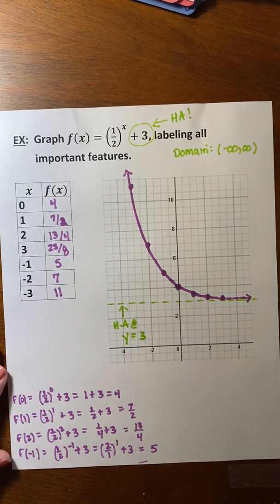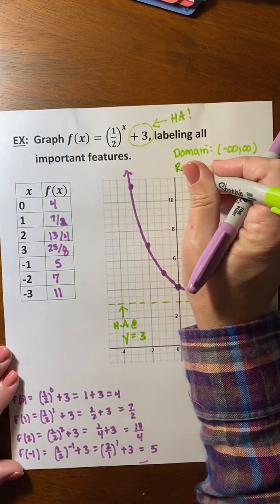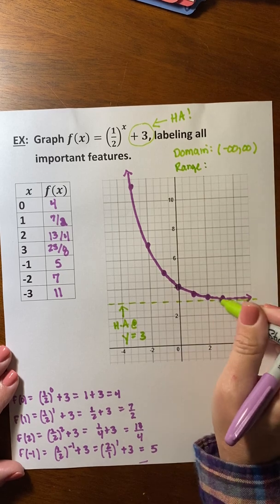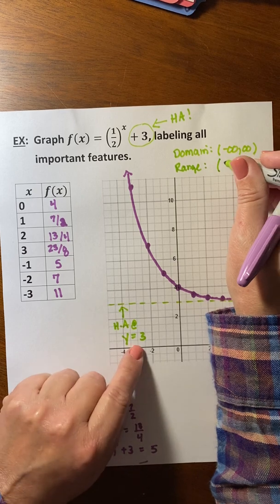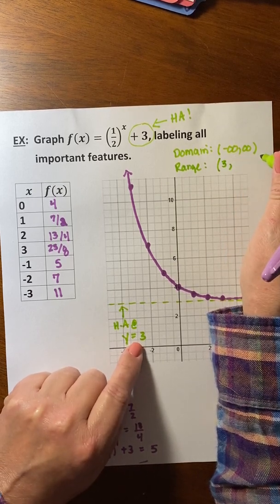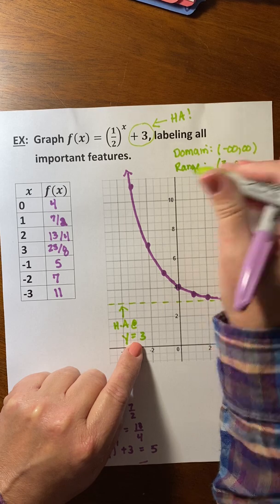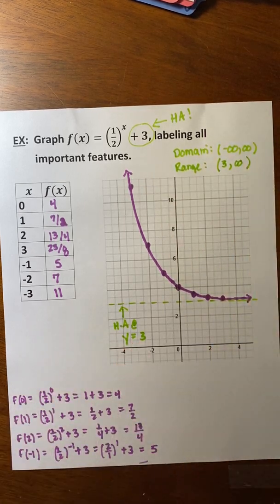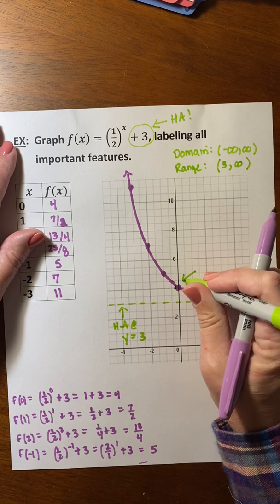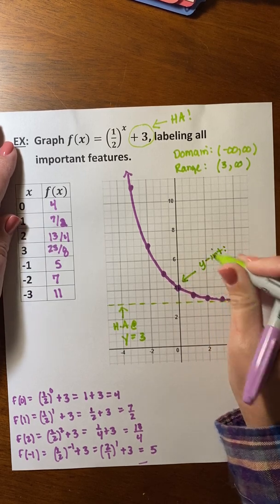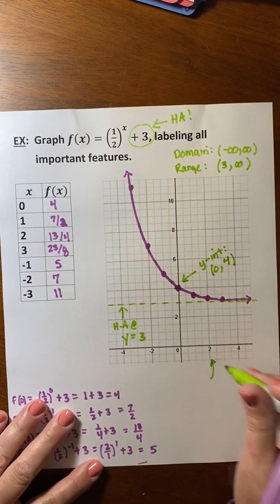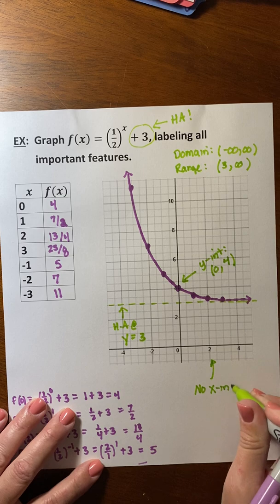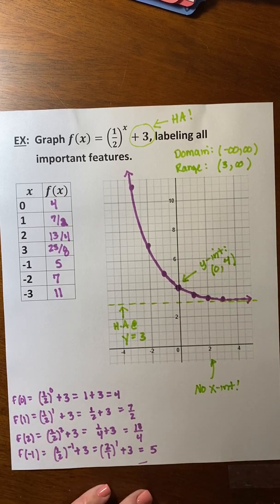So my horizontal asymptote is 3, so therefore my range, well, notice every point on this graph, or every output, is above 3. So it always depends on the horizontal asymptote. So it goes from 3 and then it shoots up to infinity. So my range is from 3 to infinity. My y-intercept, well, it's when x is 0. So when x was 0, we put 0 in. My output was 4. And then notice again, we have no x-intercepts. So that's everything we need to know. Not too terrible, huh?